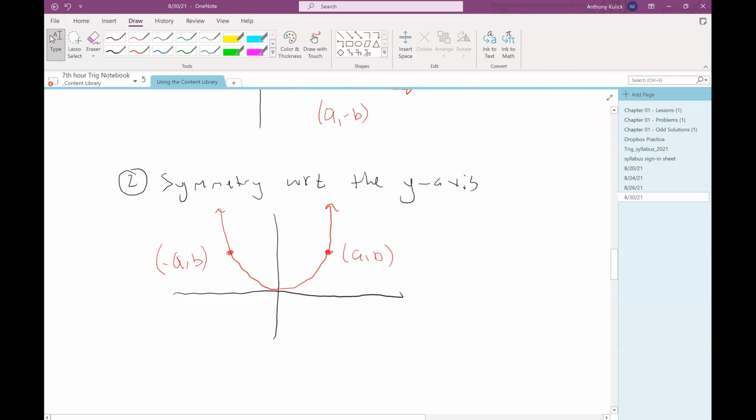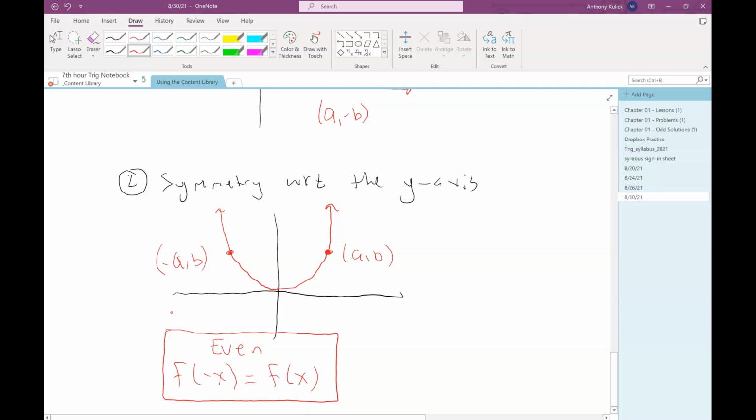Or even more general than that, we would say that f of negative x is equal to f of x, which is what we're observing here, right? F of negative a is b, and f of positive a is also b. So we give these kinds of functions a special name beyond even symmetry with respect to the y-axis. We call these functions even functions.